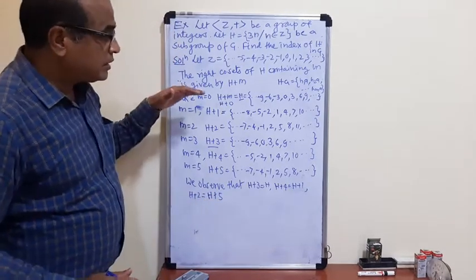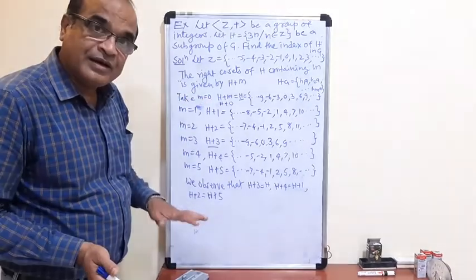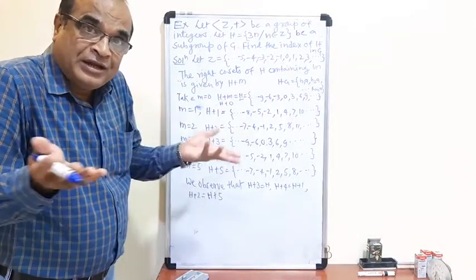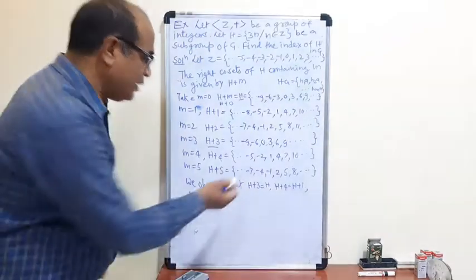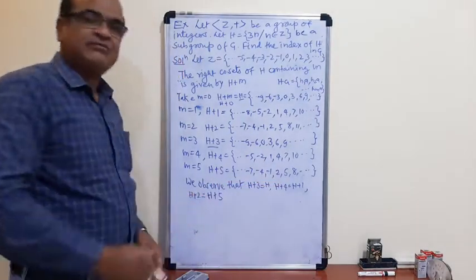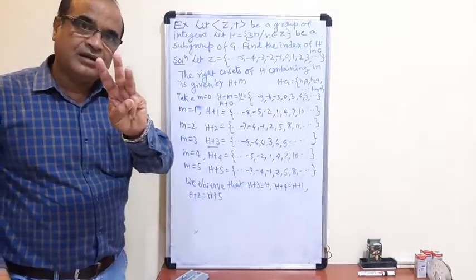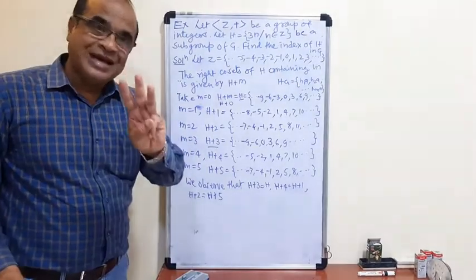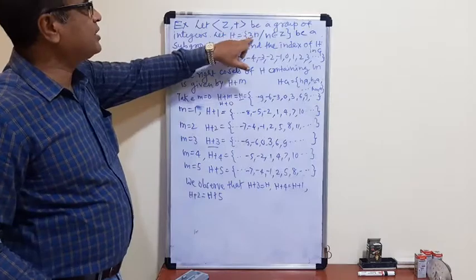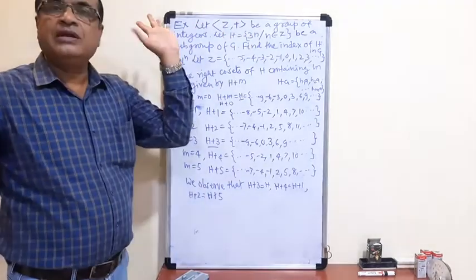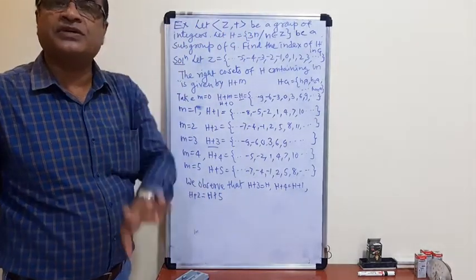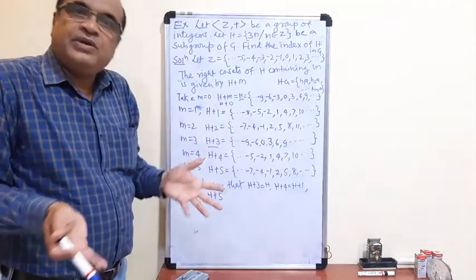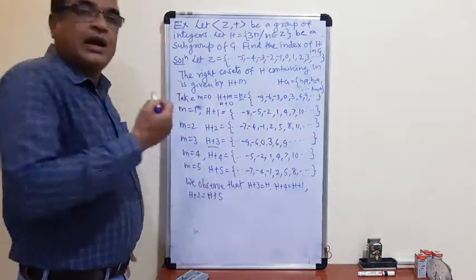So the right cosets are repeated. How many different right cosets are there? Only 1, 2 and 3. Only 3 distinct right cosets of H in Z. There are only 3 right cosets. All the other right cosets are repeated. So we proved it here.